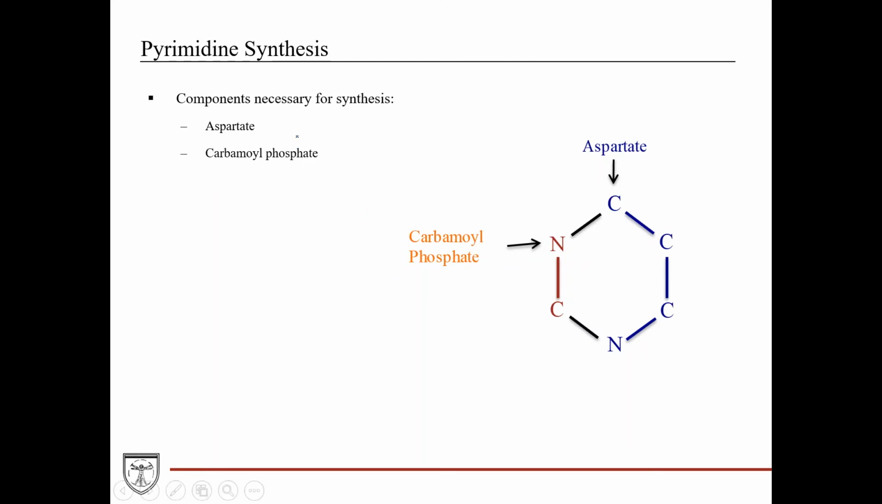Now first, the components that are necessary for synthesis are aspartate and carbamoyl phosphate. And you see we have this nice diagram here showing you the common structure again, a 6-membered ring, and you have aspartate and carbamoyl phosphate and what their structural contributions are to that 6-membered ring. Again, just like for purine synthesis, this is an important diagram to commit to memory.